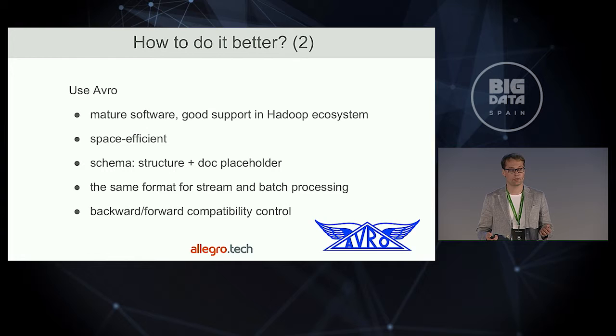Avro is also very cool for us because the same Avro encoded data can be used in both streaming and batch processing. The format is exactly the same. And a very nice property of Avro is that you can reason about backward and forward compatibility by just analyzing the schema versions. There's a strict set of rules stated directly in the Avro specification. You just need to follow.